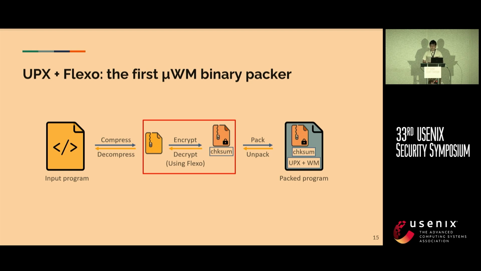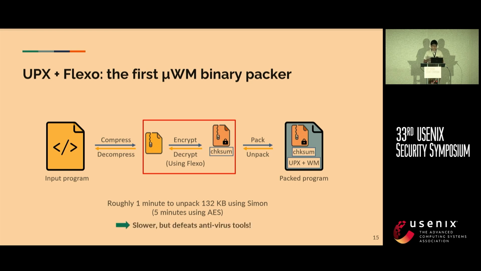For the unpacking speed, it takes around 1 minute to unpack a binary that is 132 kilobytes in size using the Simon decryption, and AES takes around 5 minutes. Although this is much slower than a normal packer, a slower execution speed does not really matter for attack scenarios like a malware attack. Also, the obfuscation provided by Flexo can defeat many existing antivirus tools.